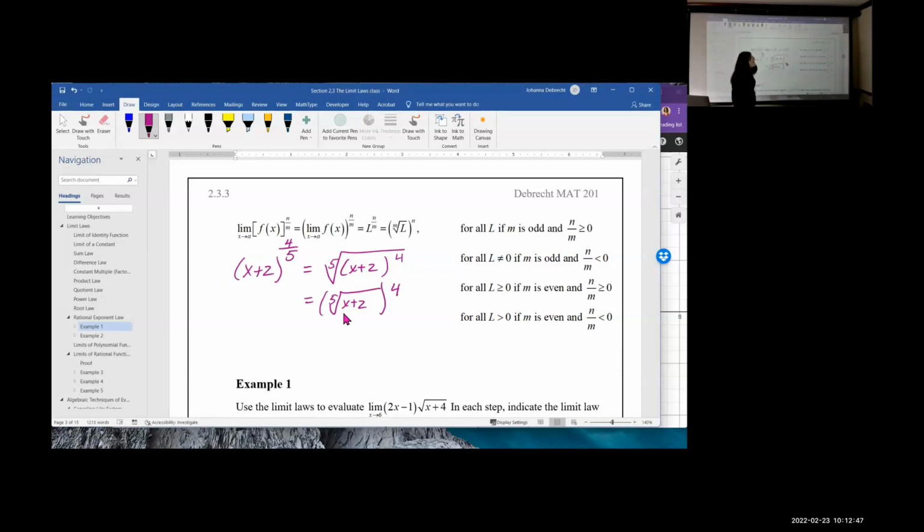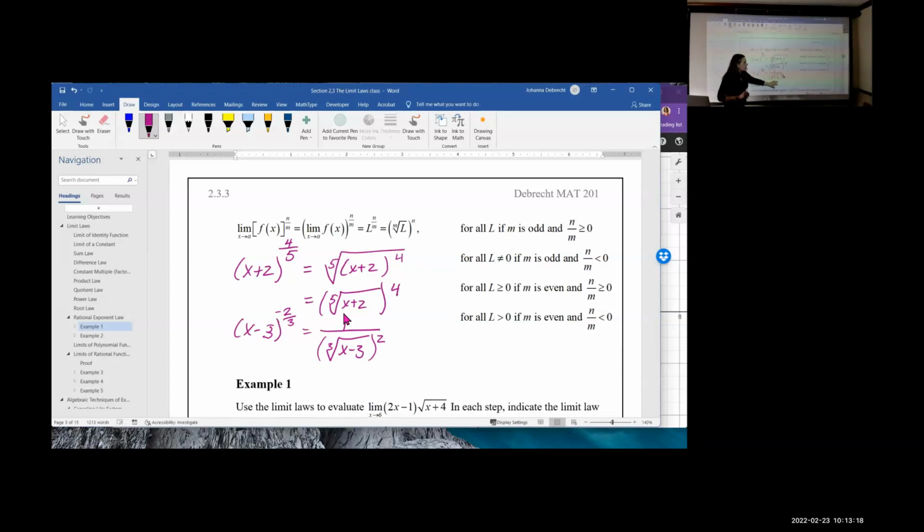The other thing we have to worry about is what if n over m is negative? Well, if you have a negative power, what would it mean to take x minus 3 to the negative 2/3 power? Well, that would be 1 over the cube root of x minus 3 squared. Remember that when the power is negative, it drops to the denominator.